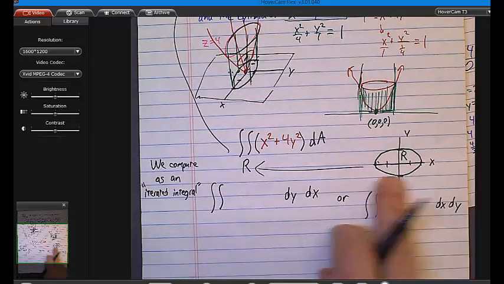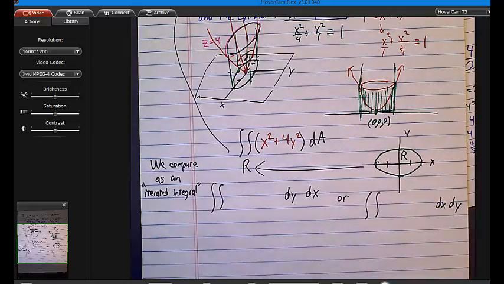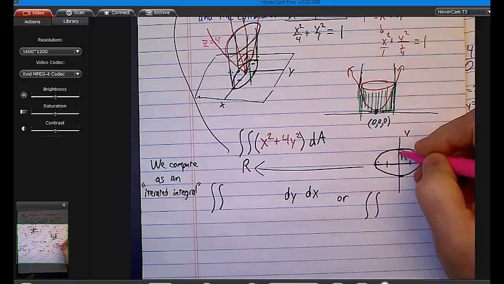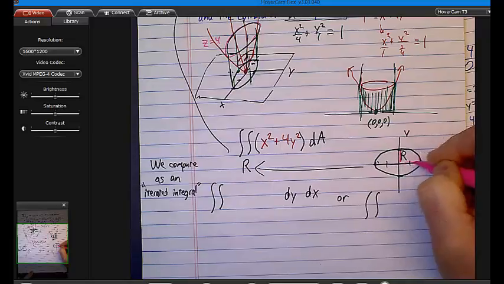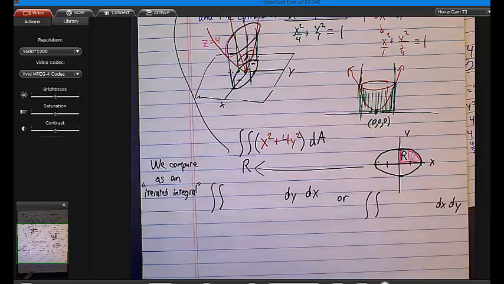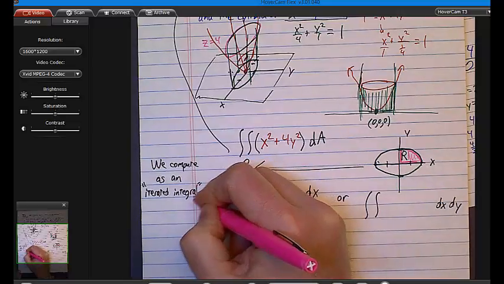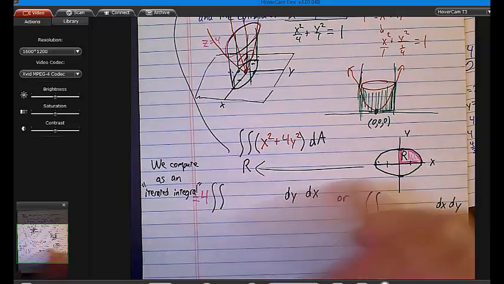I said I wanted to integrate over the region R, right? But maybe a better plan would be, let's just integrate over this region, right? Get my answer and multiply by 4. So that's what I'm going to do. Why is it a good plan? Because the limits of integration end up being nicer.